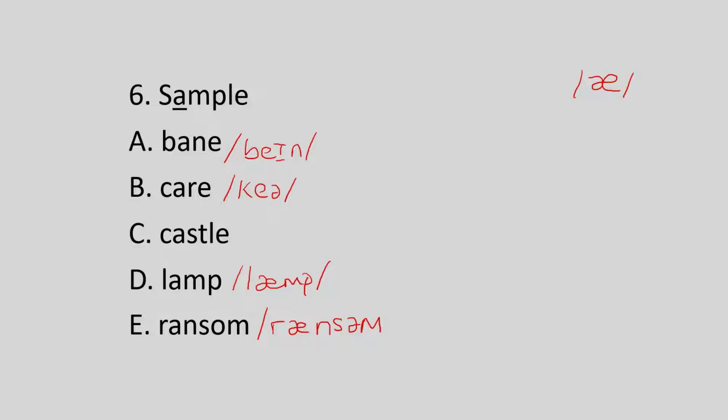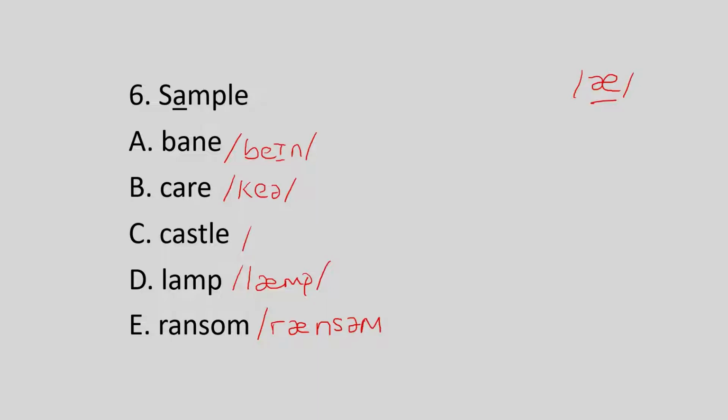Now, it is common sense for you to know that no examiner will give you 2 options that are correct. Okay, 2 options will not be correct. So, obviously, the sound we have in sample is not vowel 4. So what could it be? Whatever the sound is, you will agree with me that it is not care, it's not sample, it's not the bane. That means automatically it should be castle.